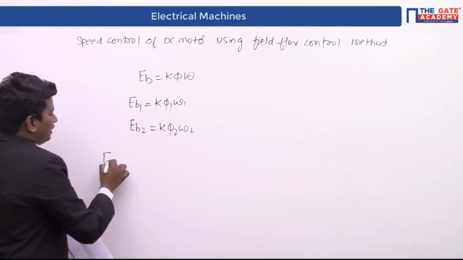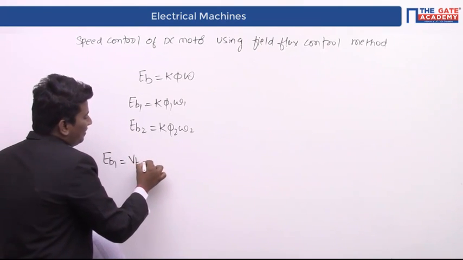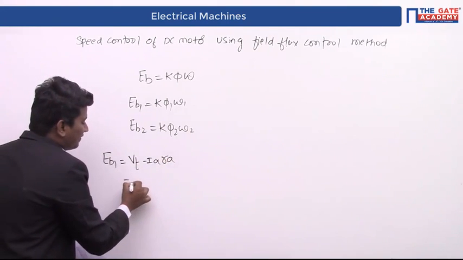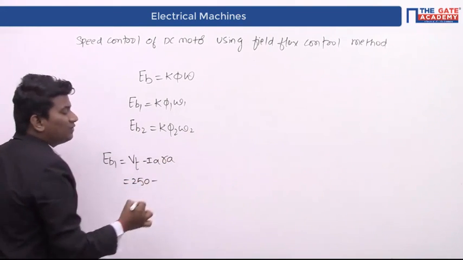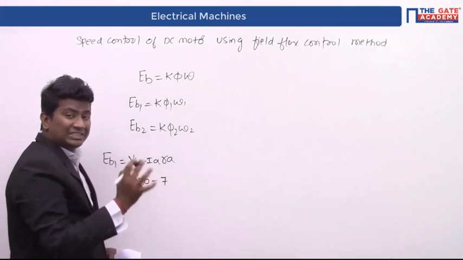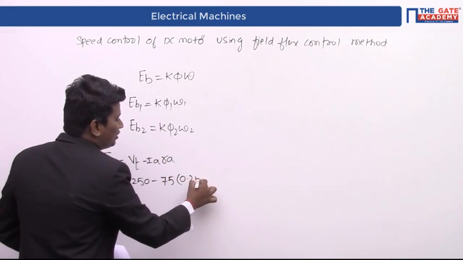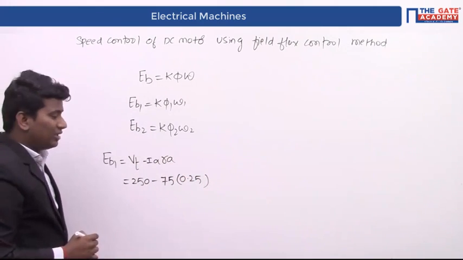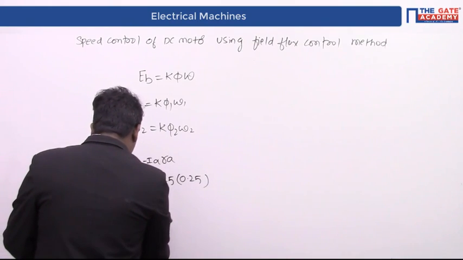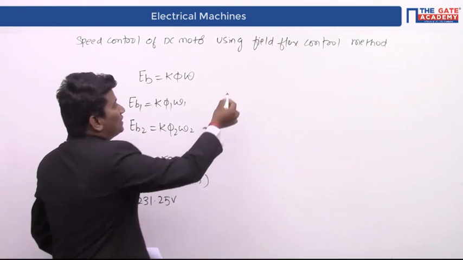First of all, you need to find out EB1. What is meant by EB1? VT minus IA into RA. What is the VT they have given? 250 volts. So 250 minus the armature current before changing the flux, 75 amperes, into 0.25, the armature resistance they have given. So this voltage is equal to 231.25 volts.